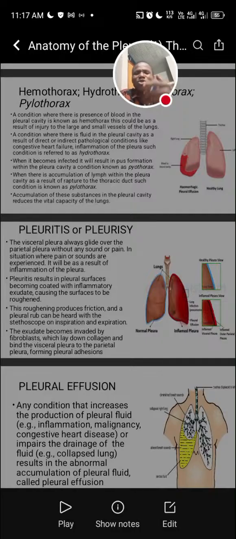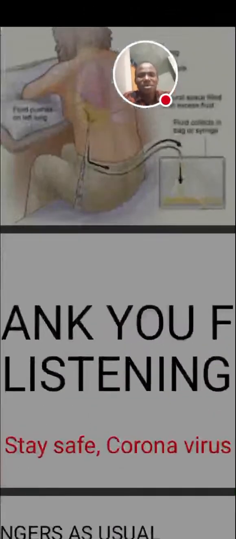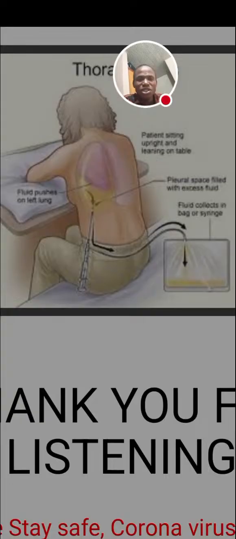Thoracentesis is when you are placing a needle on the pleural to drain. You can see it, pleural thoracentesis. This is on the posterior surface. The pleural space is filled with excess serous fluid. See, the fluid pushes on the left. There's no fluid on the right. So that thing has to be removed.